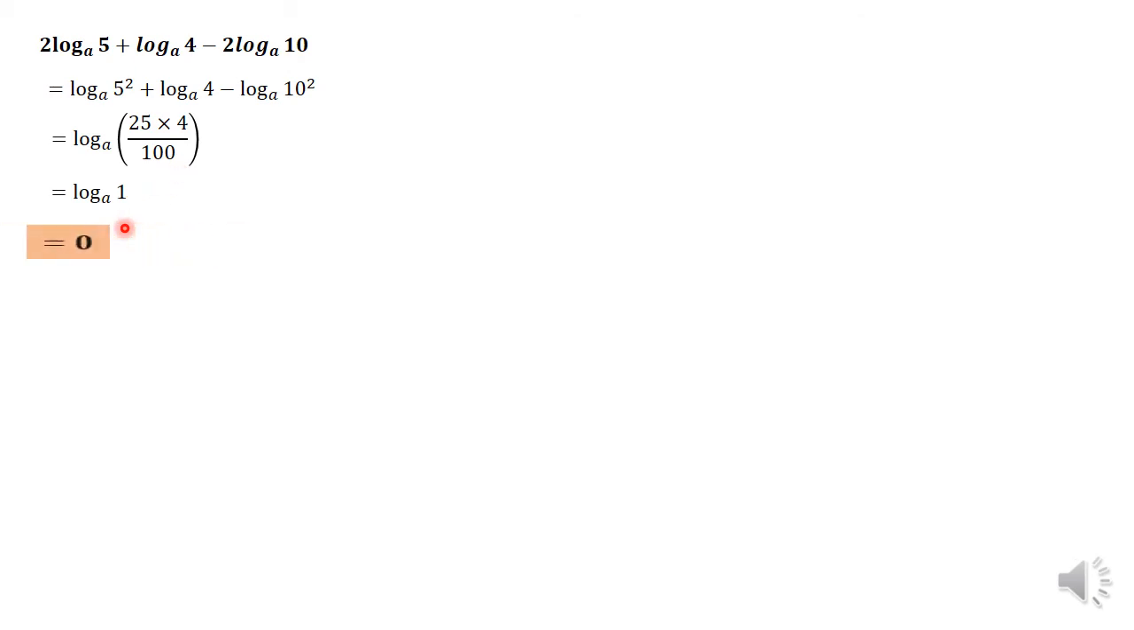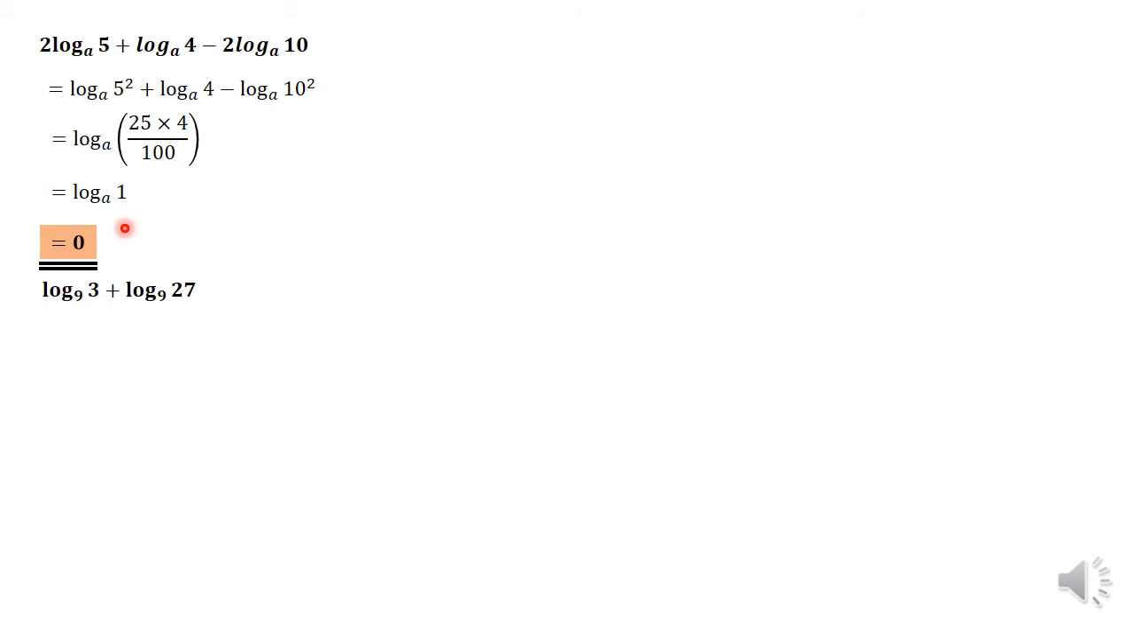If we have this expression here, we're going to simplify it as follows. The 5 is going to be raised to power 2, which is now log of 5 squared to base a. The log of 4 to base a will remain as it is. This other one here is going to be log of 10 squared to base a. If we put it in the same bracket, we're going to have 5 squared times 4 divided by 10 squared, which is 100, which is 25 times 4 over 100, which is log of 1 to base a, which is 0, according to one of the laws we just talked about.